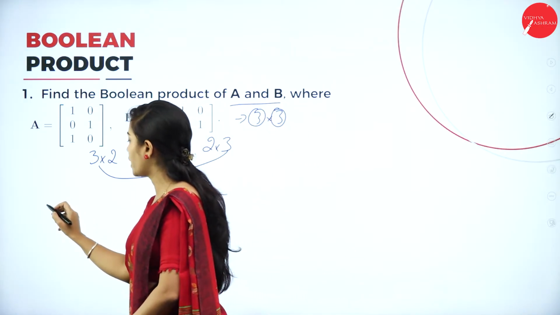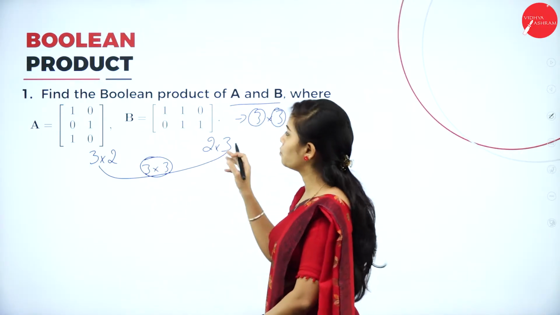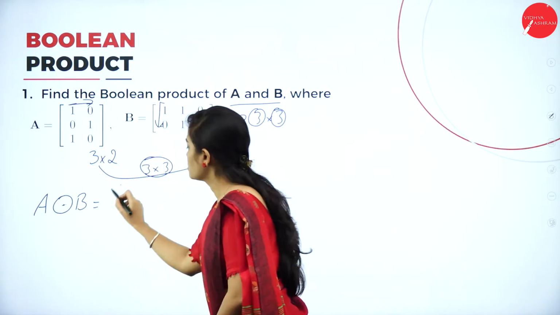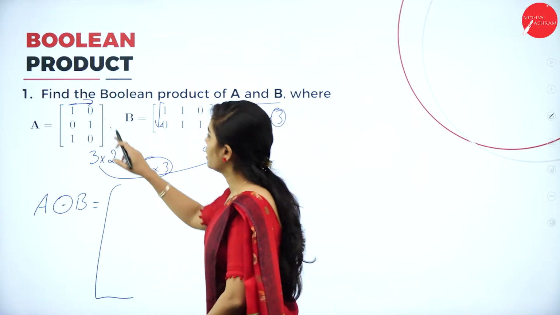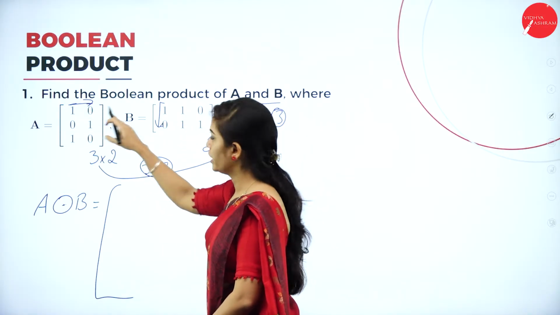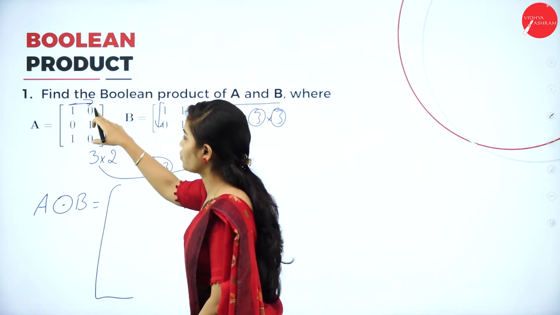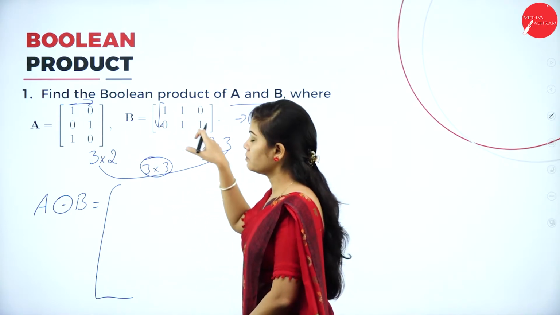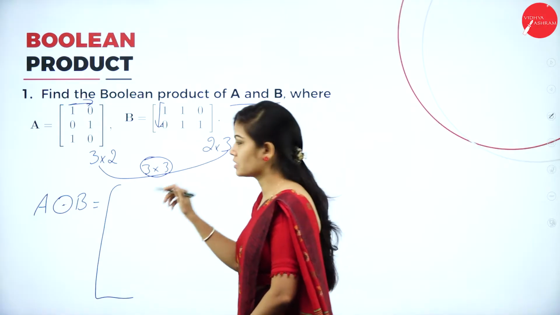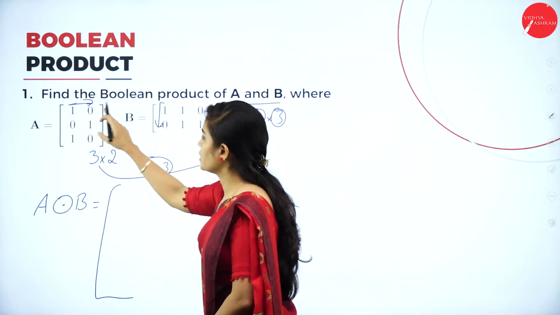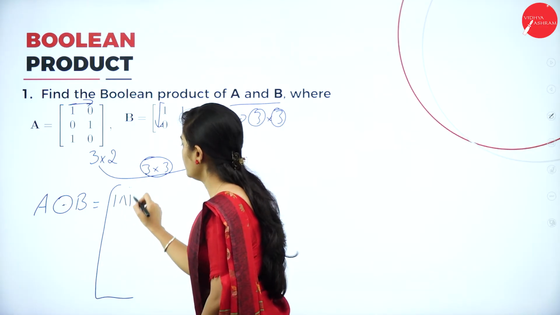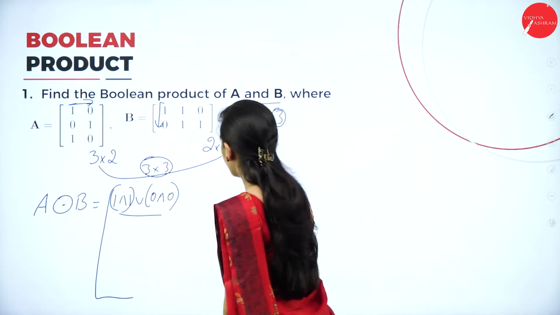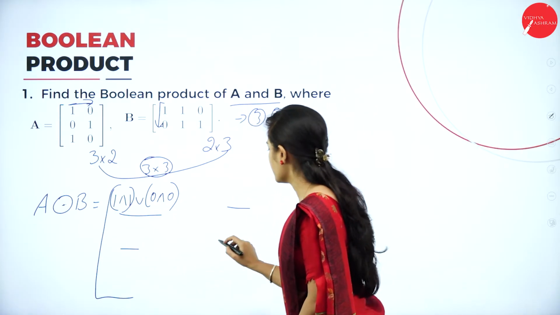So here, how do we find the 3 cross 3 matrix using Boolean product? The first step is A Boolean operator B. How to find the matrix here? Multiply the first row with all the columns. First row is 1, 0, and with all the columns you have to multiply. Then the second row with all the columns, and the third row with all the columns. That's it. So 1 and 1 OR 0 and 0. So you will get a 3 cross 3 matrix.